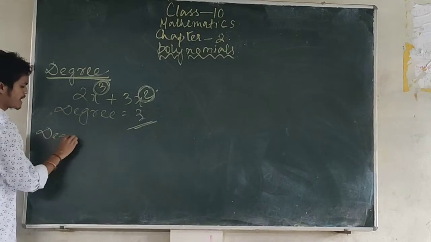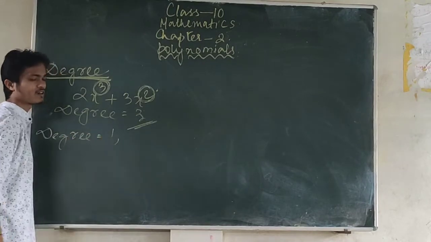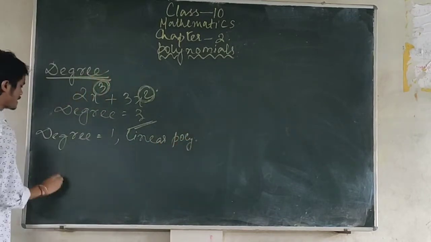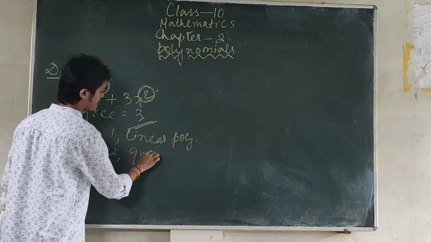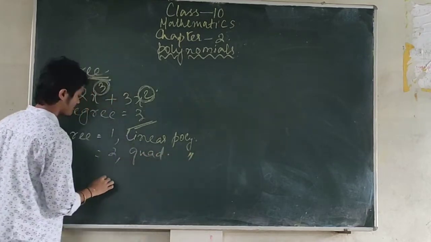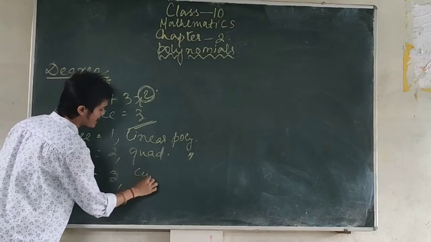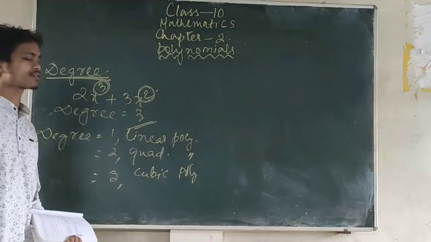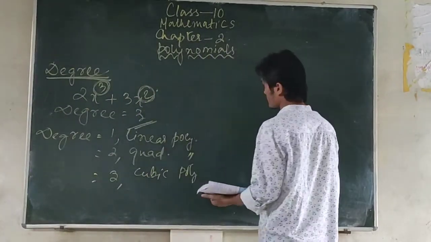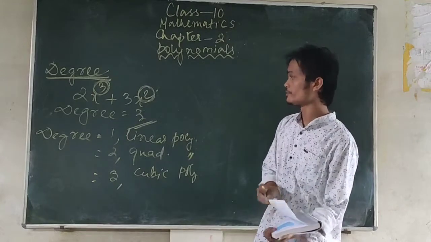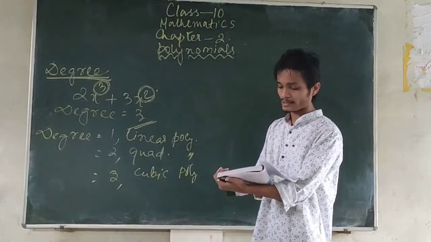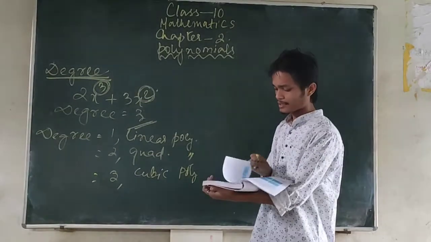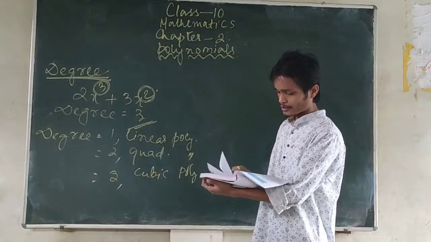If the degree is equal to 1, then that is called a linear polynomial. If the degree is 2, then that is called a quadratic polynomial. And if the degree is 3, then that is called a cubic polynomial. So today we are going to discuss more about the quadratic polynomial.